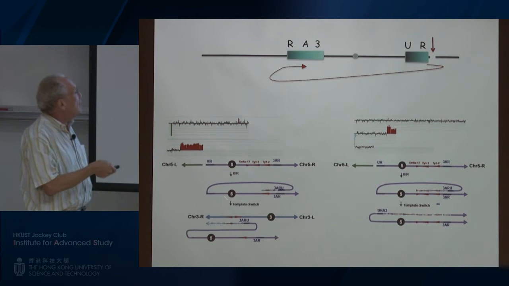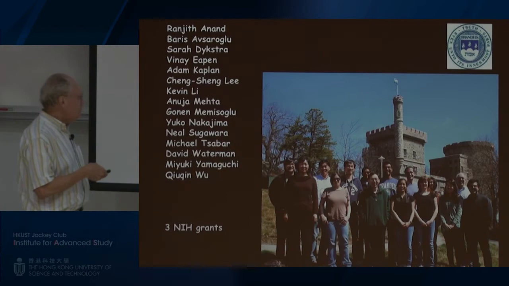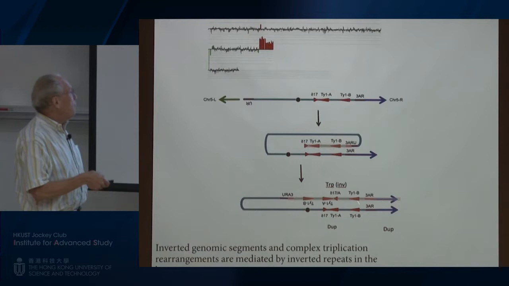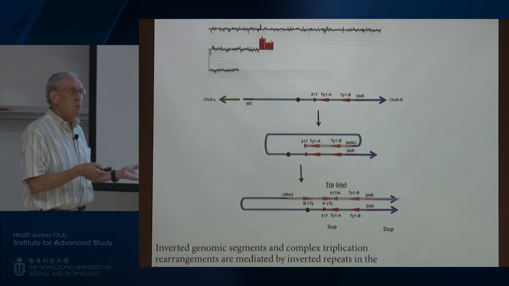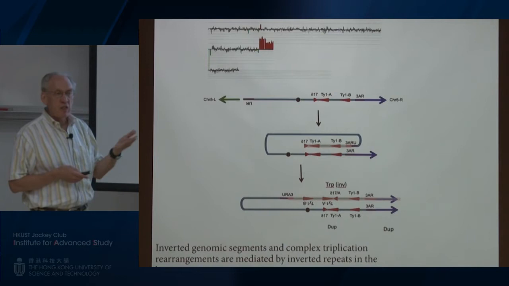And you get these highly complex rearrangements that come out, which are very reminiscent of what you see in cancer cells. In fact, Jim Lupski's lab had published just about the same time that these events were called inverted genomic segments and triplication rearrangements mediated by inverted repeats in the human genome. That's exactly what we have. So we have a real nice model now for the kind of events that Lupski's lab is interested in in tumor cells, which we can beat to death in yeast because we can look at all the mutations, what genes are necessary for this to happen, and so forth, and that's what we're doing.